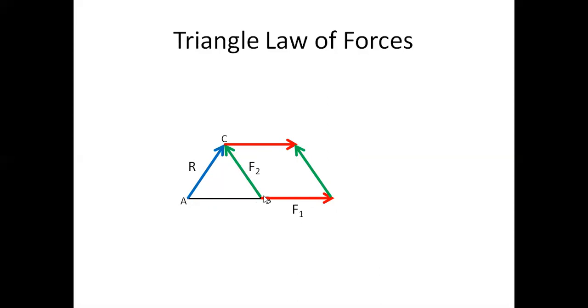Now as per the parallelogram law, when two forces represent the adjacent sides of a parallelogram, the resultant is the diagonal passing through the point of meeting. So this is the resultant. Here we have a proof for the triangle law. So the triangle law can be derived from the parallelogram law of forces.